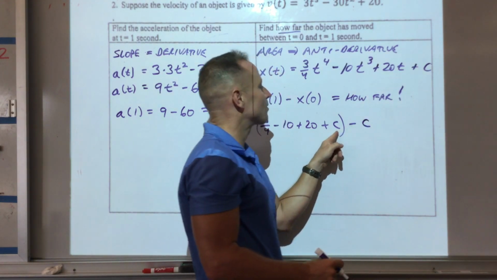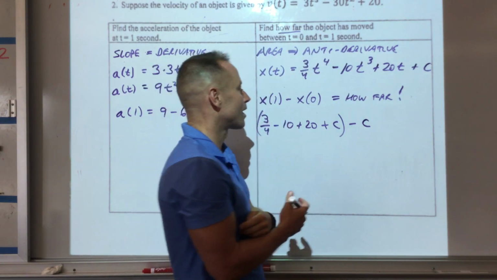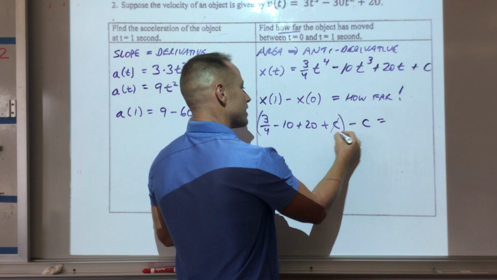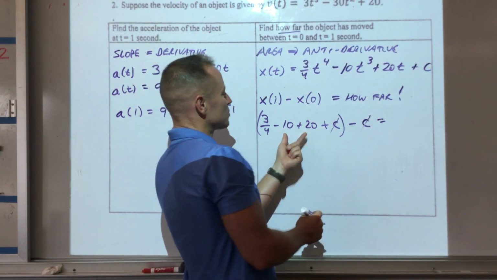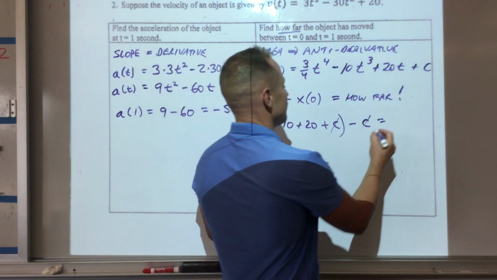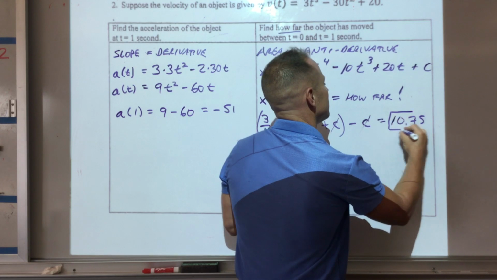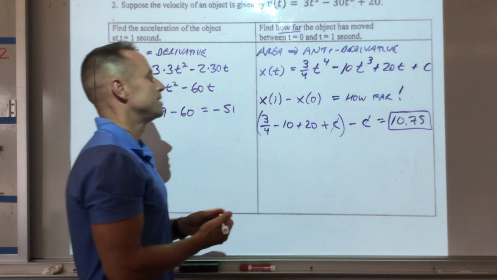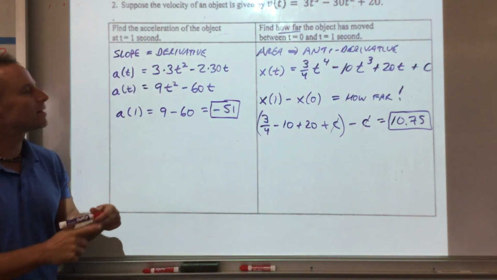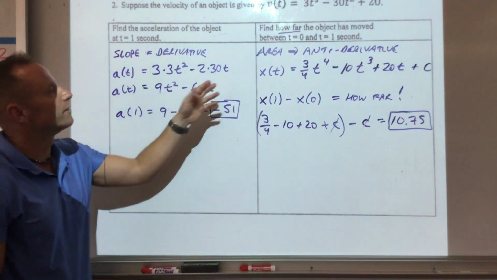So see, it doesn't matter where it started. It doesn't matter, because all we want to know is how far it moved from wherever the heck it was. So that kind of drops out. So that goes away. Negative 10 plus 20 will give you 10, and then we have to add an additional 3/4. So apparently this thing moved 10.75. If we were given units, I could say meters, but we weren't really given the units. So that lets you know how far this thing moved between those times.